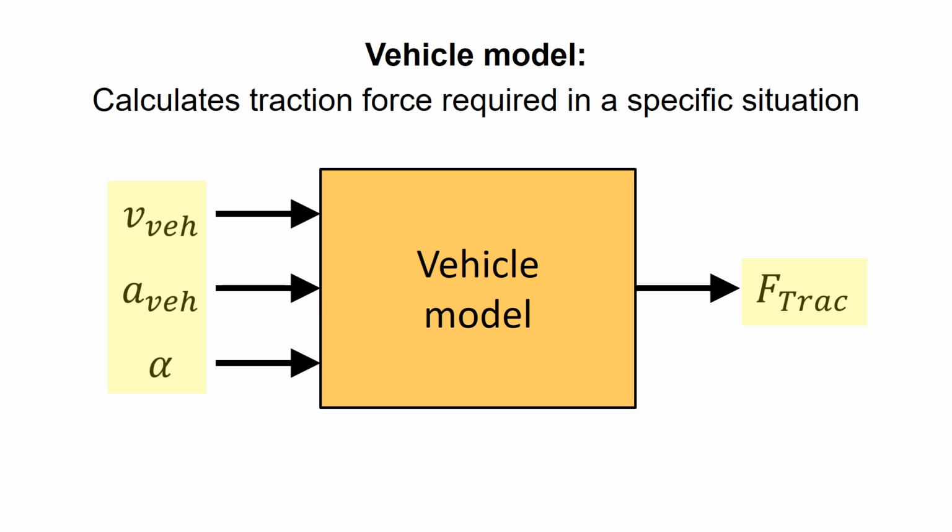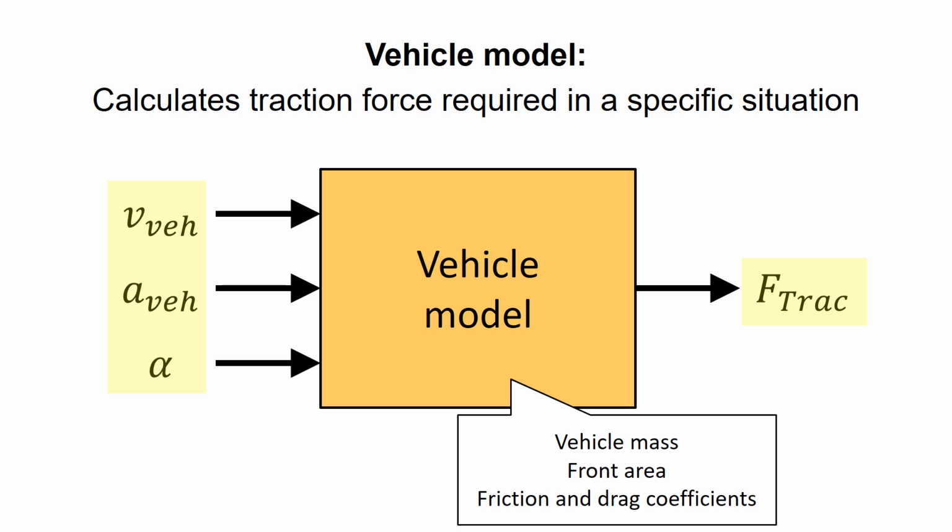There are also other things which influence the output of the model, like vehicle mass, front area of the vehicle, and the friction and drag coefficient. These are called vehicle model parameters. They can be set once and are constant when analyzing that particular vehicle, no matter which driving situation is analyzed, while the input variables can vary constantly when the vehicle is driving.